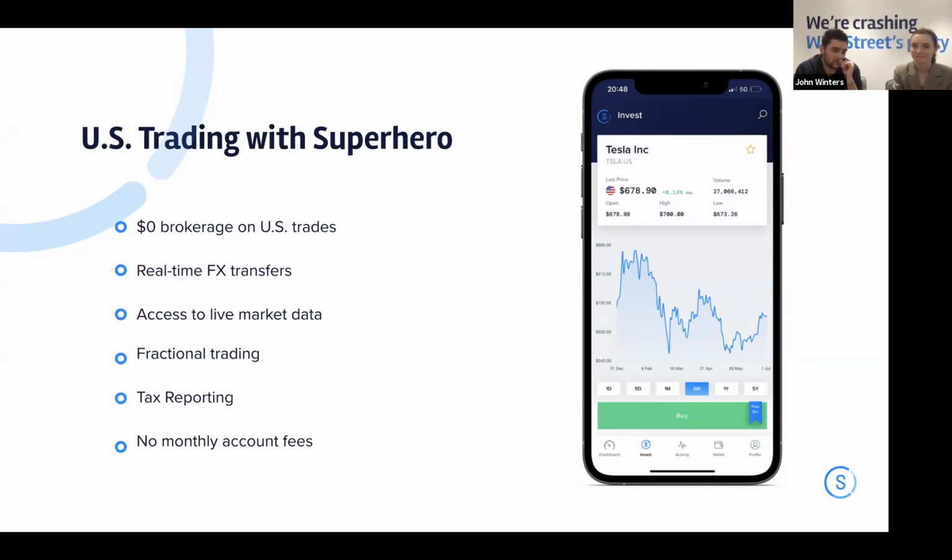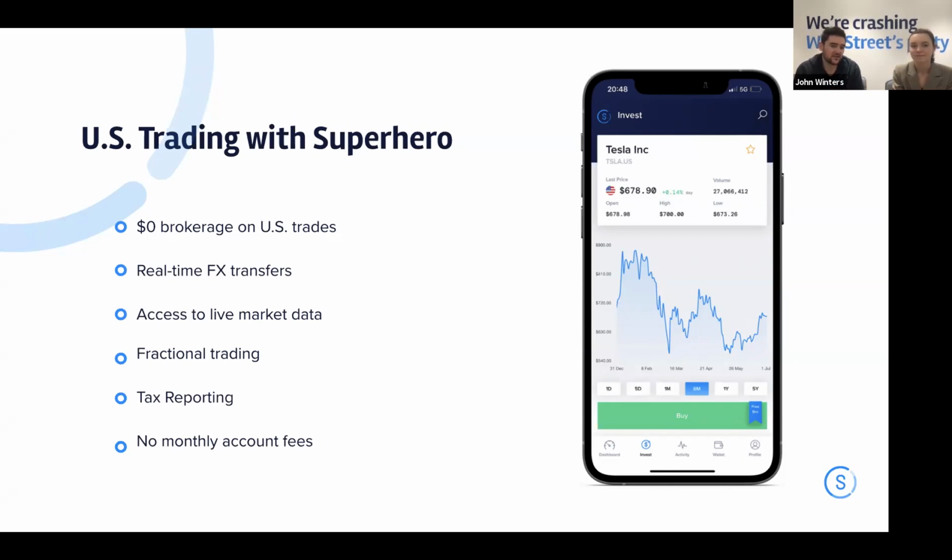So I'll go to the bottom and then we'll work up again. So we don't have any account fees. There's never an account fee charged to your account. It's free to join. The only charges that you would have would be the FX transfer into US dollars. Once your money's in US, you can trade as much as you want.